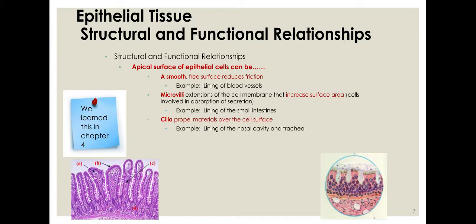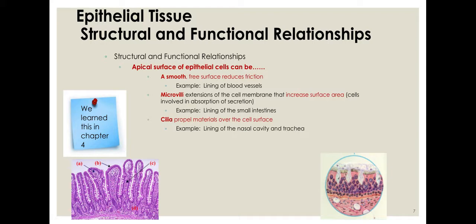A couple of structural and functional relationships we should talk about. The apical surface can be modified, and we learned some of this in the last chapter, but it could be smooth, and that is going to reduce friction and help things pass over it without that friction. So an example would be in your blood vessels. They could have microvilli, which are those little finger-like extensions to increase surface area. And this is going to be very common in cells that either absorb or need to catch onto, hold on to nutrients. And a great example is in your small intestines.